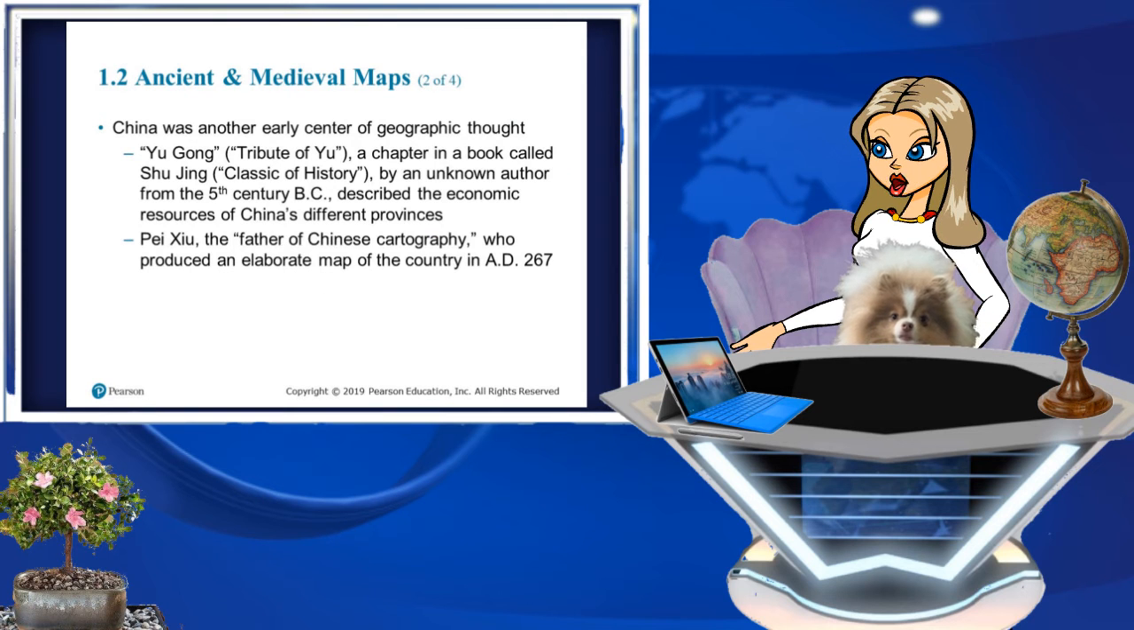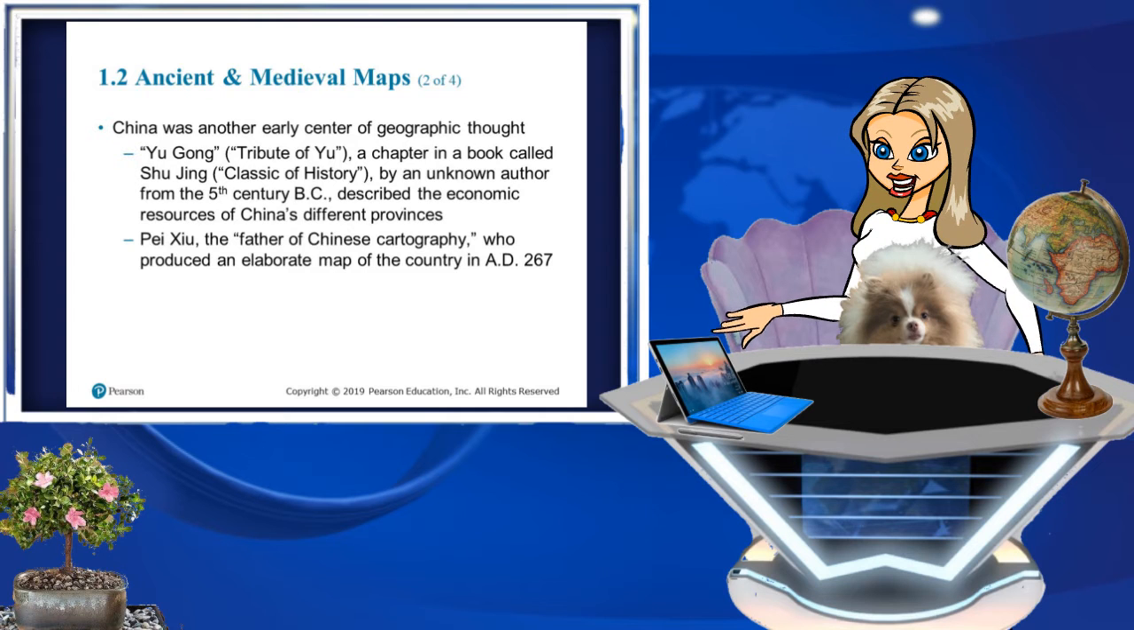China was another early center of geographic thought. Yu Gong, which means tribute of Yu, a chapter in a book called Shu Jing, Classic of History, by an unknown author from the 5th century BC, described the economic resources of China's different provinces. Bai Zhu, the father of Chinese cartography, produced an elaborate map of the country in AD 267.